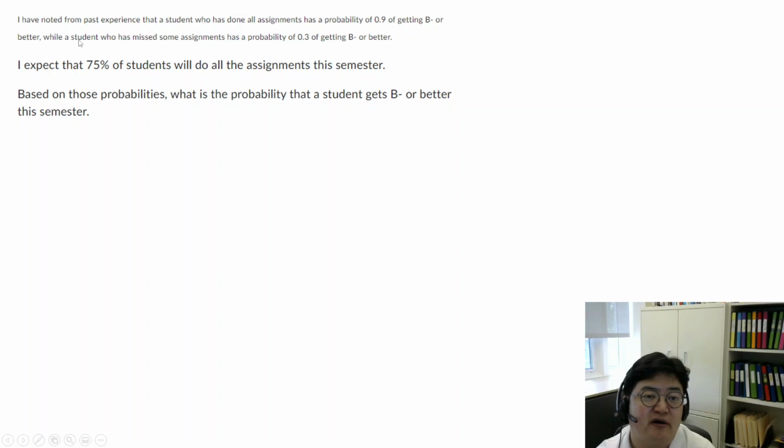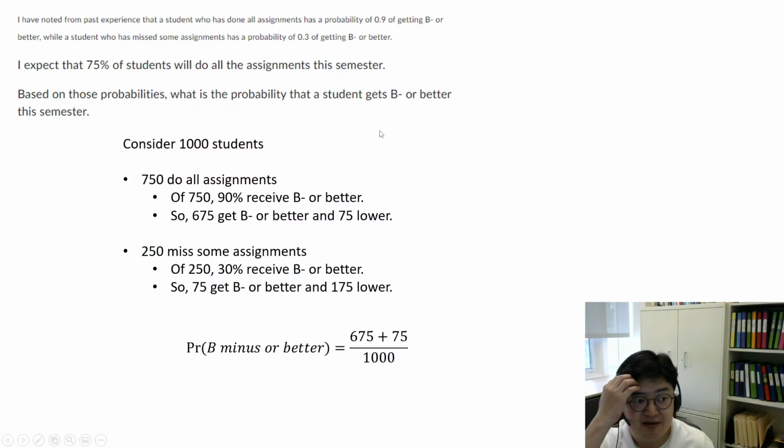I have noted from past experience that a student who has done all assignments has a probability of 90% of getting B- or better, while a student who has missed some assignments has a probability of 30% of getting B- or better, right? And I expect 75% of students will do all the assignments this semester, right? Based on those probabilities, what is the probability that a student gets B- or better this semester? Okay, we'll do the same thing.